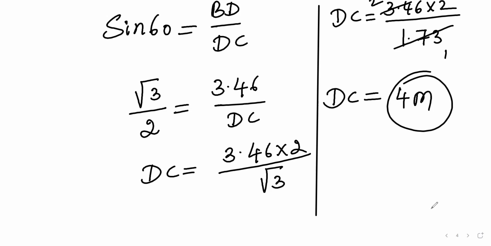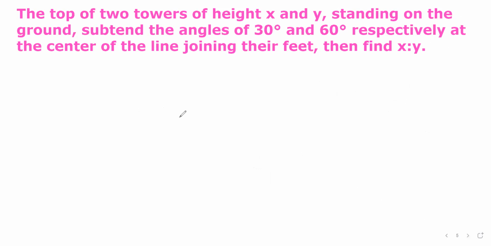Hope it is clear. So 1.73 ones that is 2s, which is getting cancelled out. So next question, we'll see the next question.